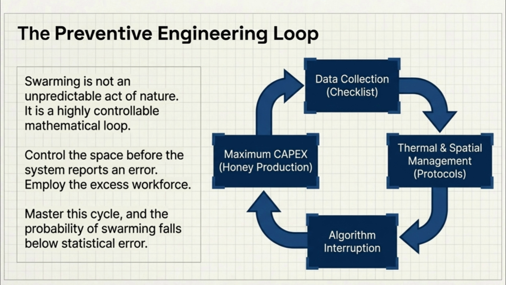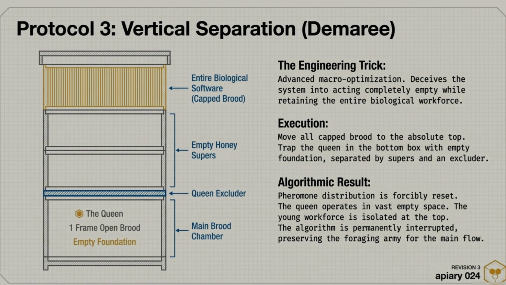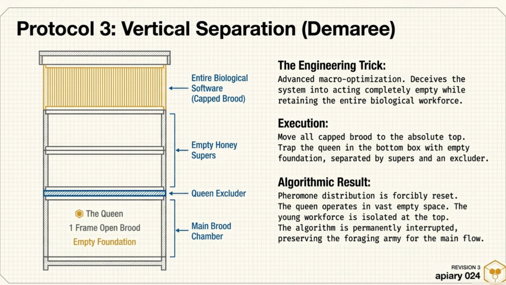What have you done? You reset the pheromone distribution. The queen now operates in a vast, empty space. The young workforce is isolated at the top of the system. The swarming algorithm is instantly and permanently interrupted, while the entire foraging army remains intact for the main nectar flow. The system does not forgive mistakes. Even when applying protocols, operators often collapse their own production through 3 fatal errors.